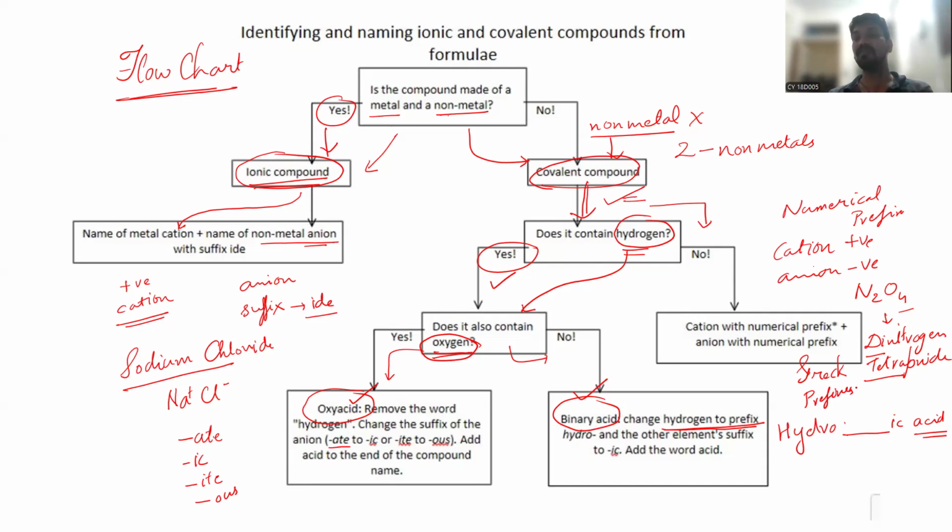Okay. So this is a flow chart. All these things are a flow chart to identify whether a compound is ionic or covalent, or how you are going to name an ionic and covalent compound. Let's go and cover in more detail the naming of ionic and covalent compounds.